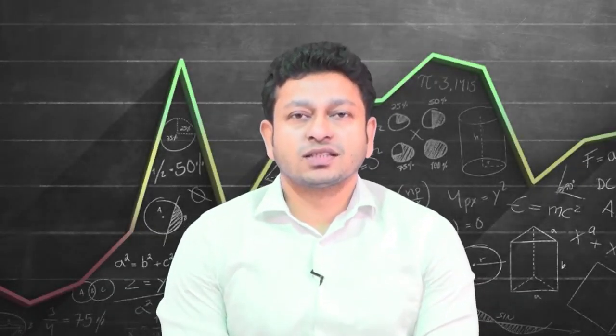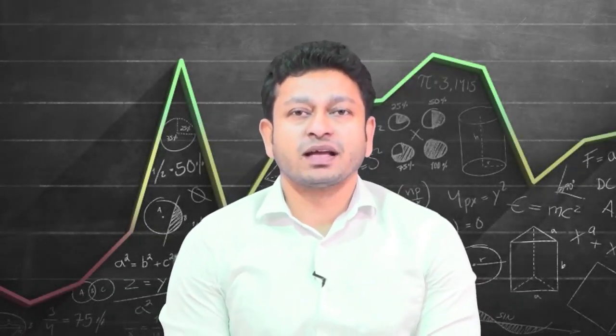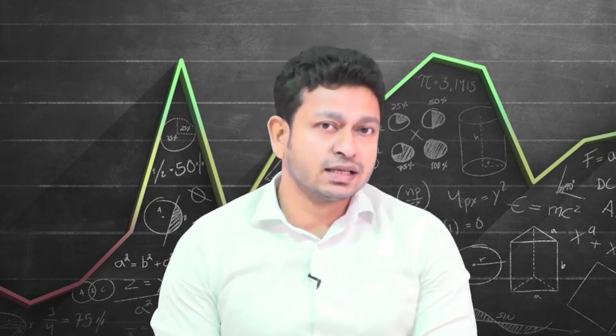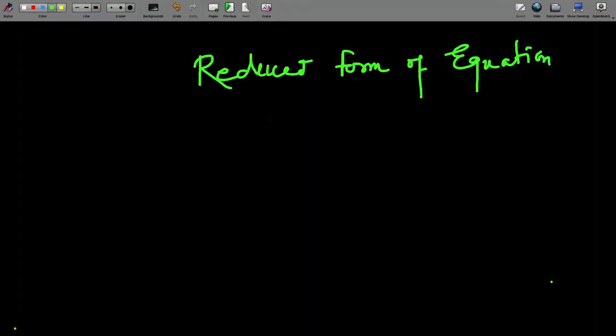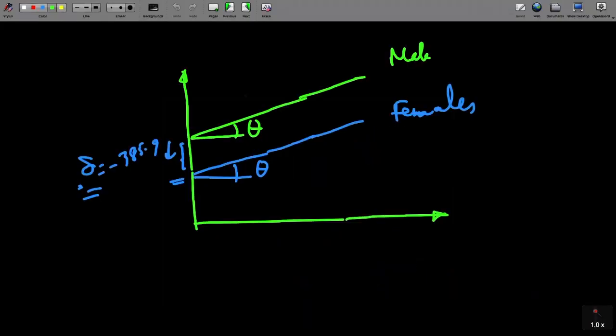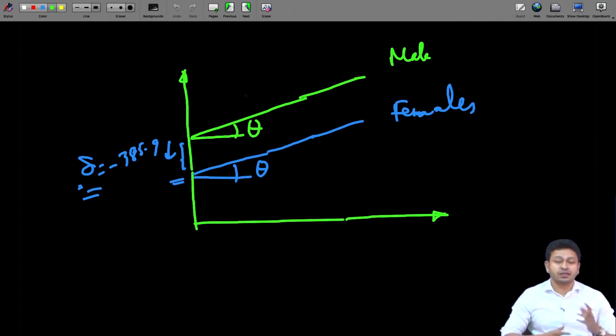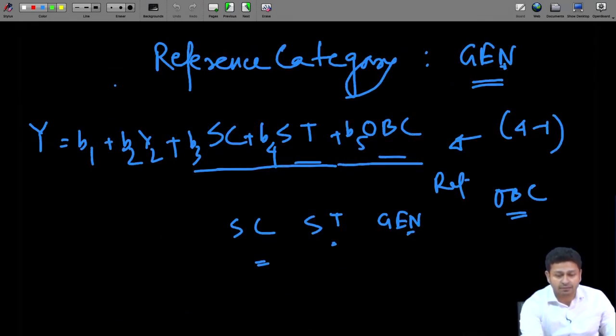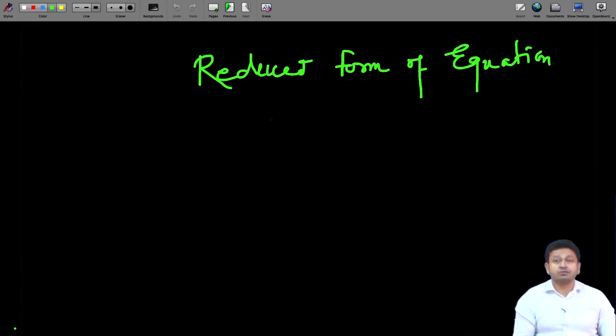Hello and welcome back to the lecture on applied econometrics, and we have been talking about dummy variables. Till now we have spoken about the intercept dummy, and previously we have spoken about the equations for male, female, and different categories of dummy variables. We can actually have equations for different categories, and we can call these equations the reduced form of equations.